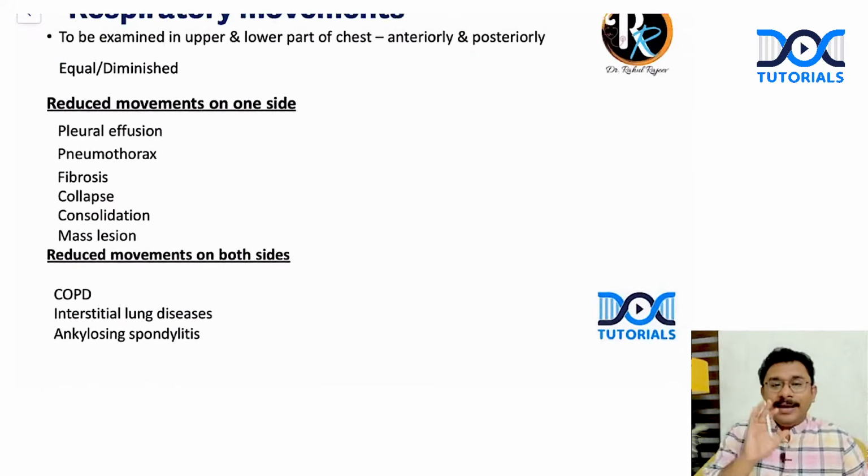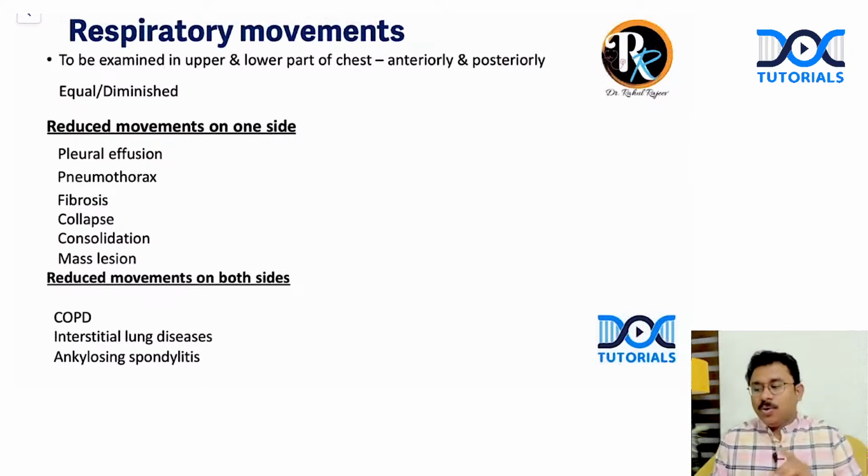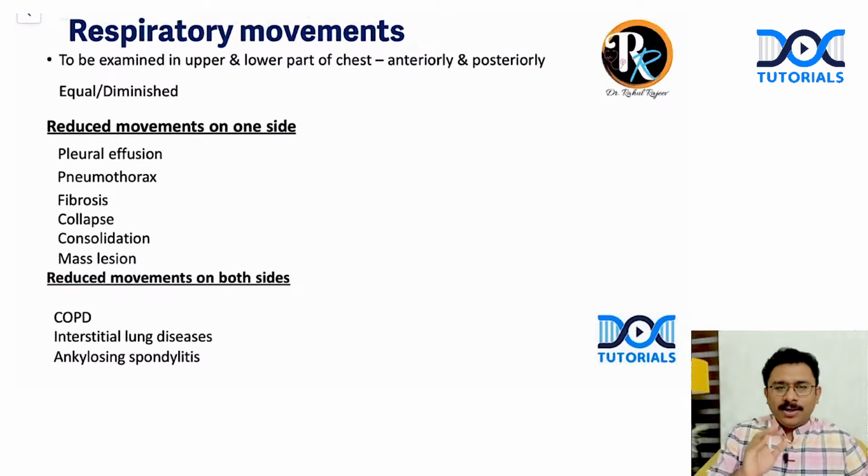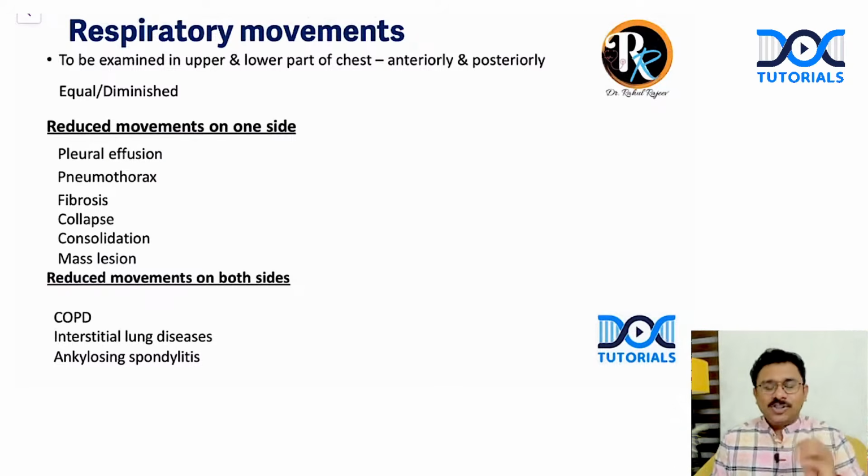Next, coming to the inspection of respiratory movements. Mind you, respiratory movements can be assessed both by inspection as well as palpation. Coming to the assessment of the respiratory movements, it has to be examined in the upper and lower part of the chest, both anteriorly and posteriorly, and you will have to make a comment whether the respiratory movements are equal or the respiratory movements are diminished.